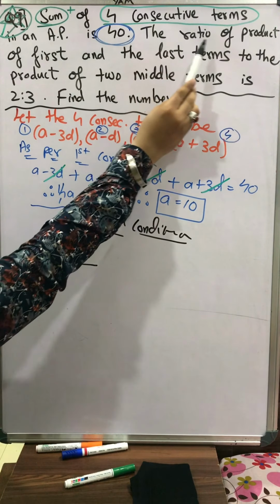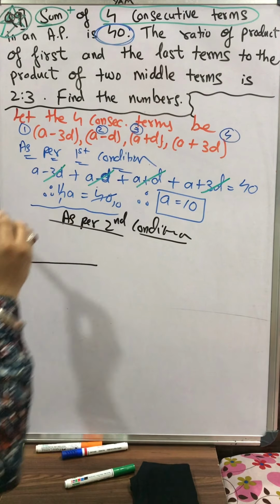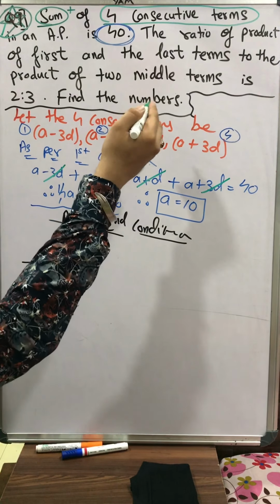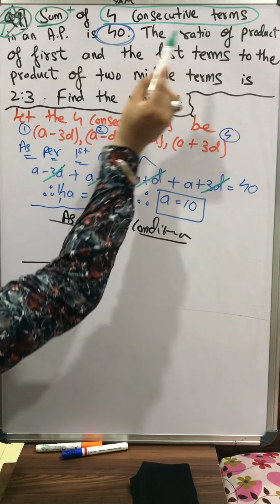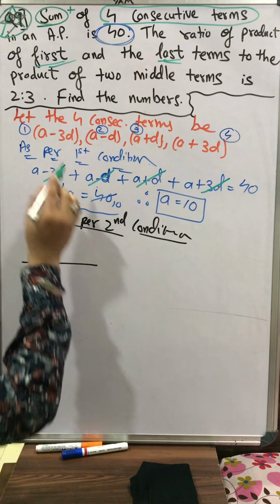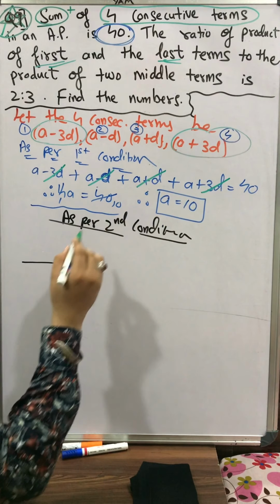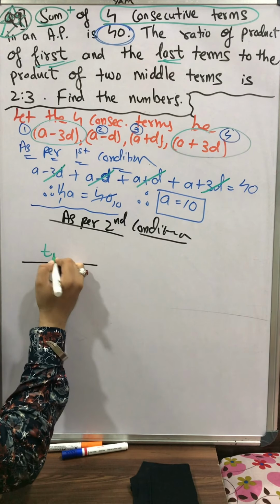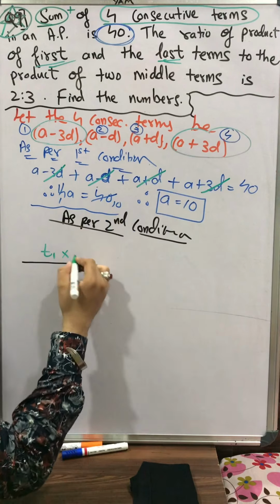Okay, please see here. The ratio of, whose ratio? Product of first and the last term. Students, pay attention here. The ratio of product. The word product means multiply. Product of what? First and the last term. So what's my first term? My first term is a minus 3d. My last term is the fourth term, a plus 3d. So product of the first and the last term: t1 is my first term, multiplied by my last term, the fourth term. I have 4 terms only, so t4.